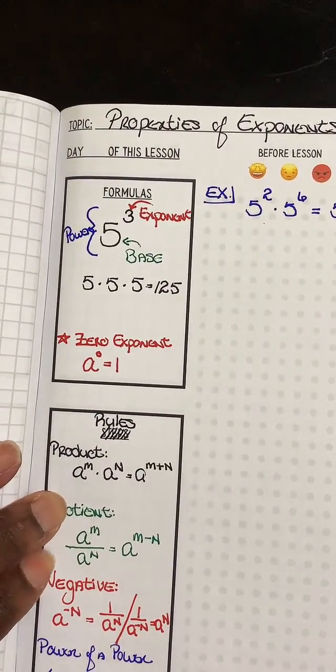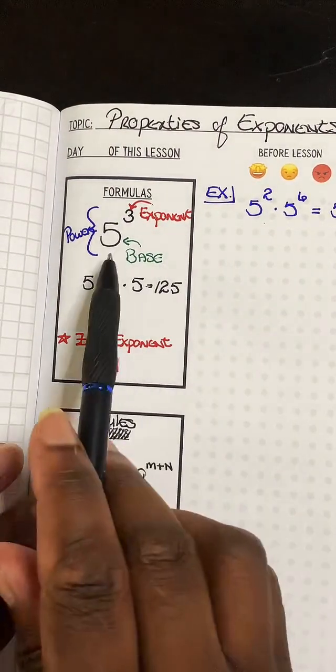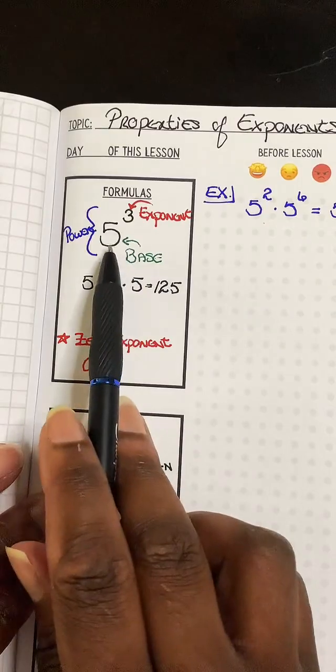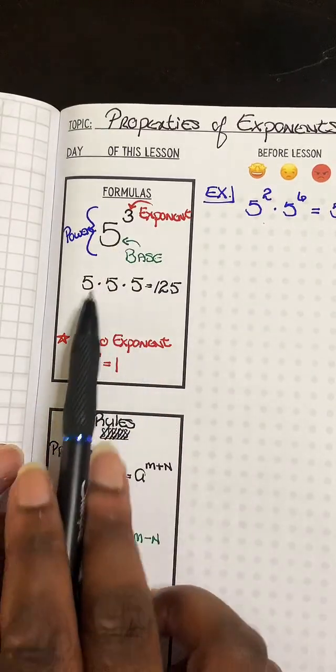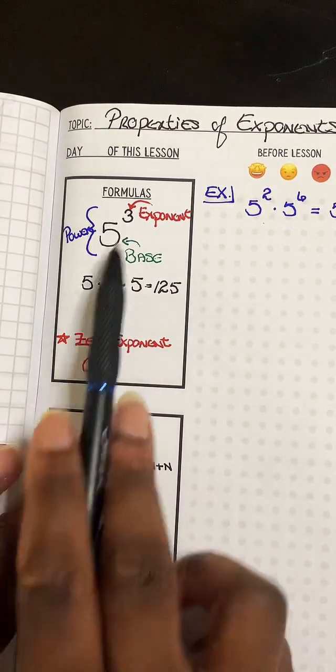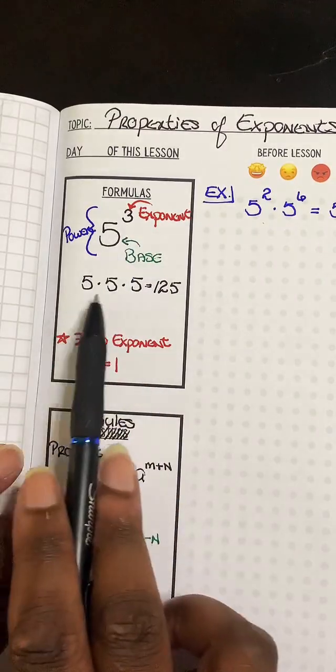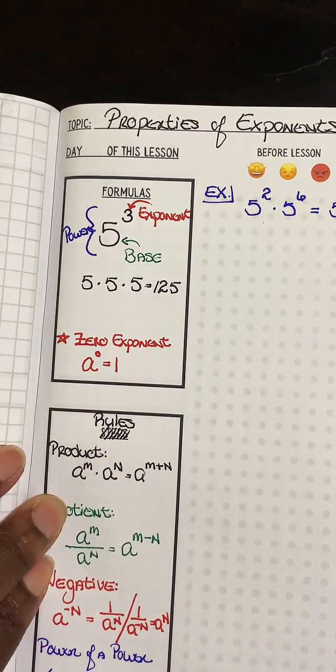Okay, this is basically simple. It's just telling you what the power is. If I had 5 to the 3rd power, that means my base is 5 and I am multiplying itself 3 times. That's all we're doing.